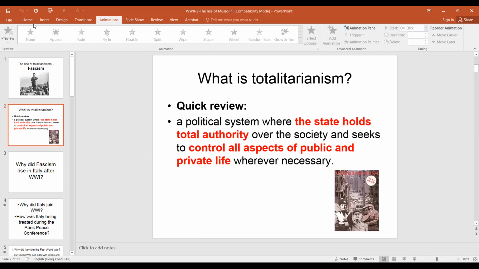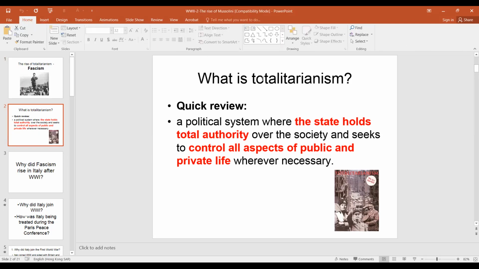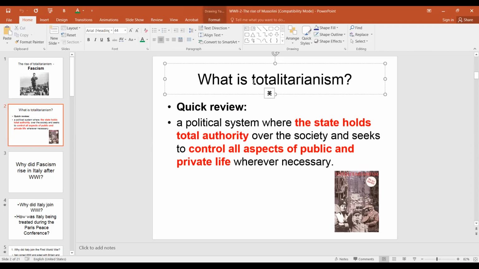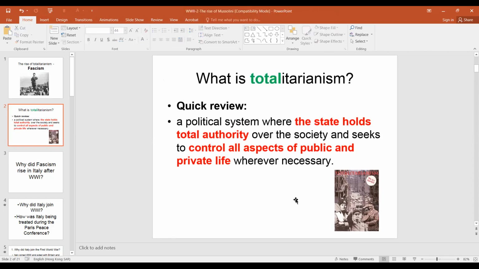So once again, this is what I always remind you: when we refer to totalitarianism, you can always remember the first five letters, "total". It means that the totalitarian government has total control over everything in the state.